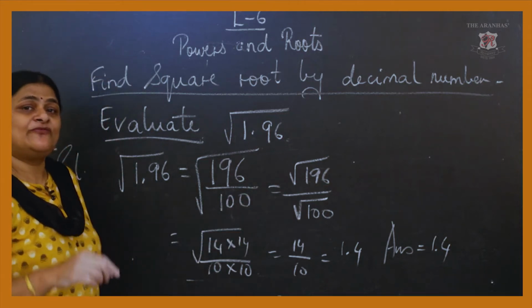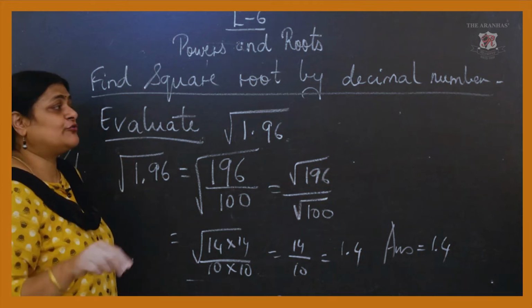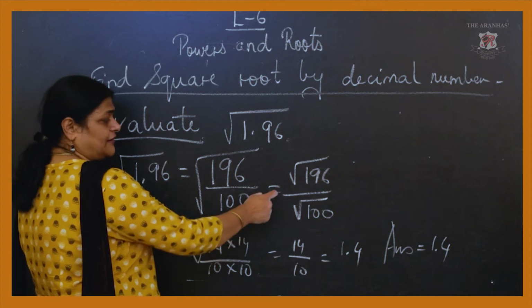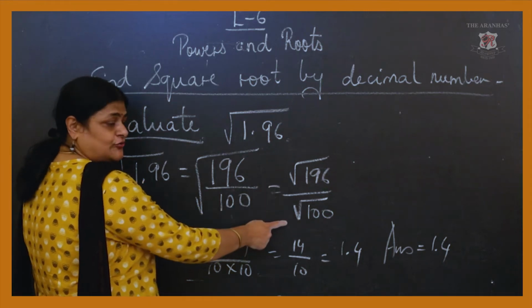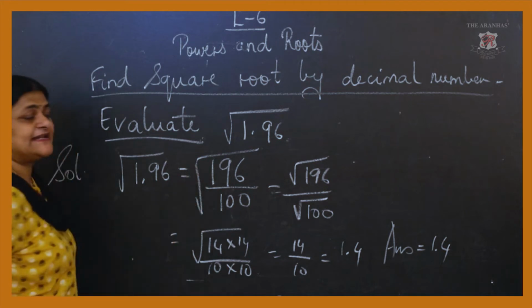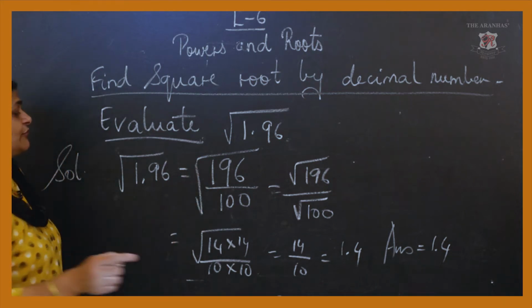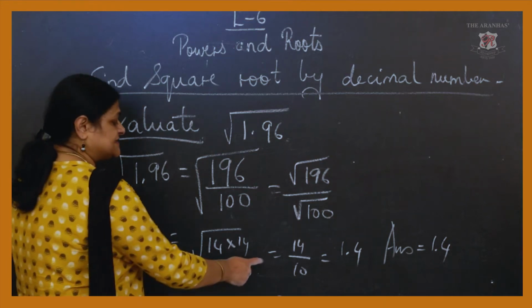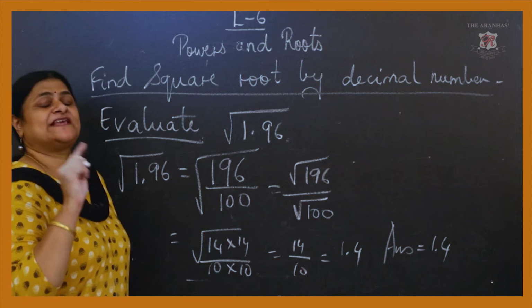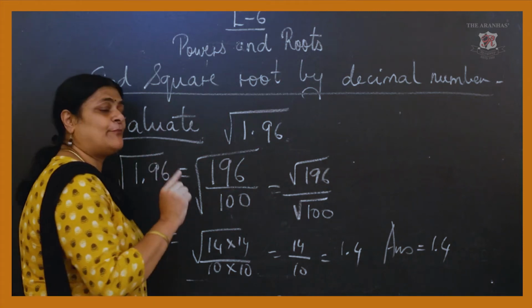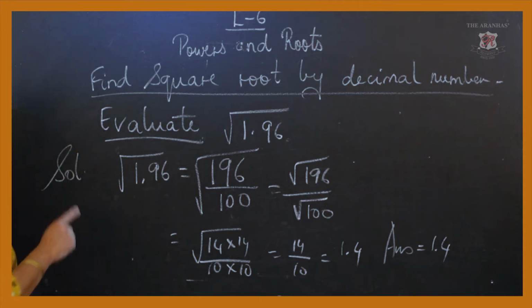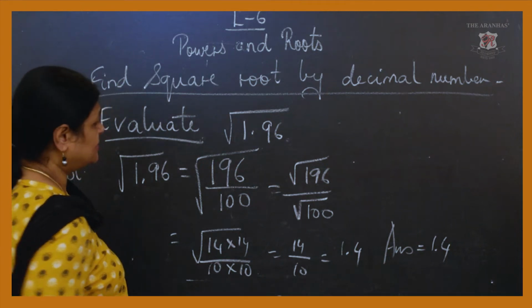In the earlier sum we had done root A upon B is equal to root A upon root B. So I have done the same over here, root A upon root B. That is equal to 196. How have you got it? 14 into 14 will give you 196 and 10 into 10 will give you 100. That is equal to 14 upon 10. When you are saying 14 upon 10, it will be 1.4. So your answer is 1.4. So you have to evaluate root 1.96. Answer is equal to 1.4.